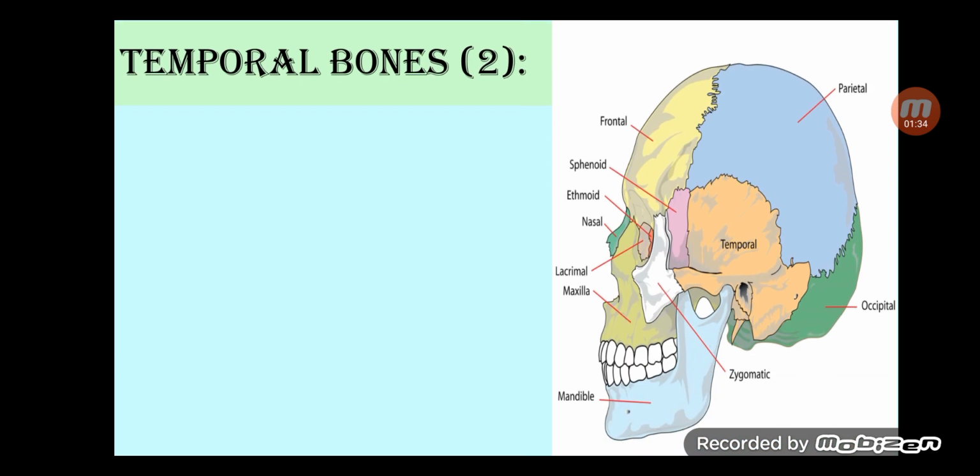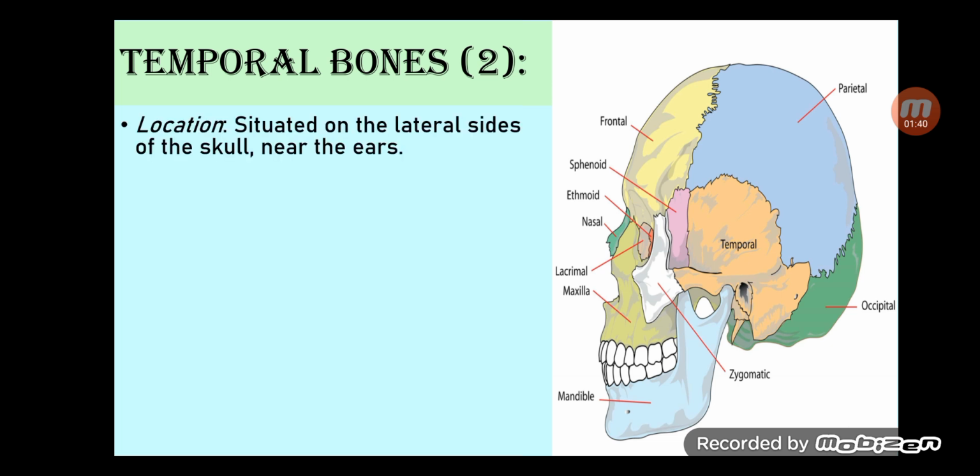Then we have another cranial bone, that is the temporal bone, and there are also two in number. That means they are paired. Talking about its location, they are situated on the lateral side of the skull near the ears. In the diagram, they are shown in the orange color.